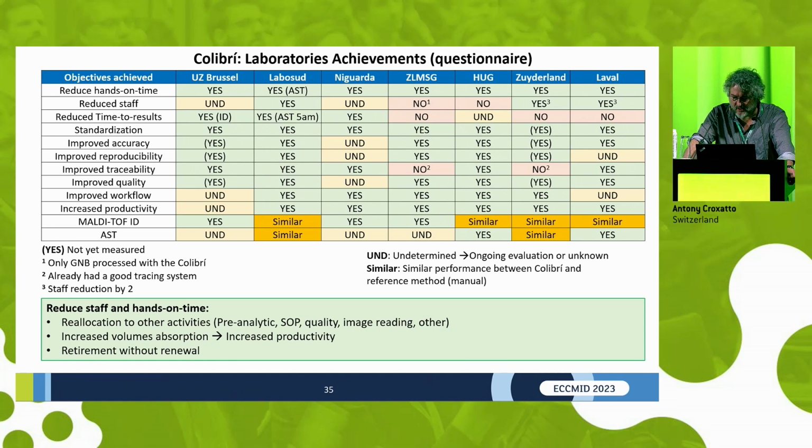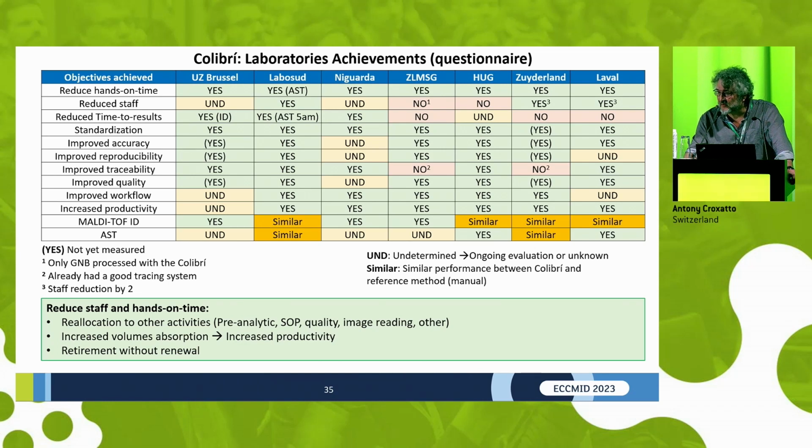For instance, in Singal, they are only using the Colibri for gram-negative, so they could not really measure reduced staff needs because they are not processing all types of bugs. And some labs, for instance, did not improve traceability. They could not demonstrate an improvement because they already had a very good traceability system. And for staff reduction, Zuiderland and Laval mentioned that they could reduce the staff by 2 for the activities on ID and AST.